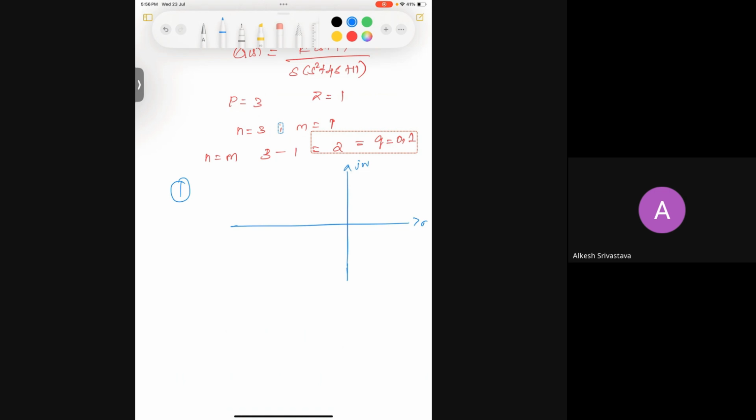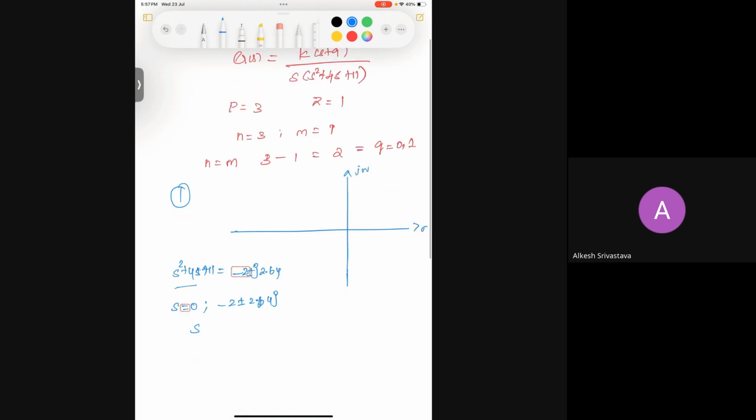If you find the poles of it, I'm not going to spend time on it, so I'm just writing it straight away. Minus 2 plus or minus j 2.64. These are the poles if you find the poles of this equation. So one pole lies at 0, the others are complex conjugate poles. Another zero is lying at minus 9.